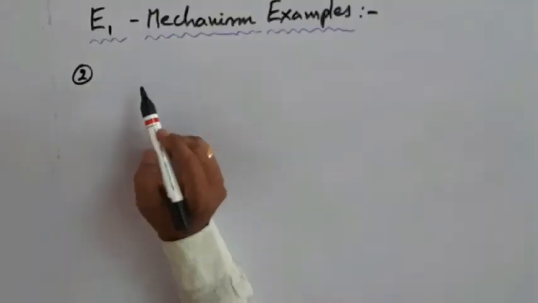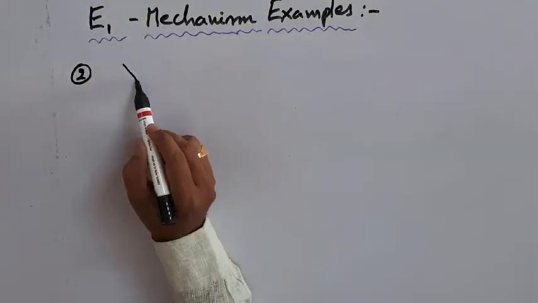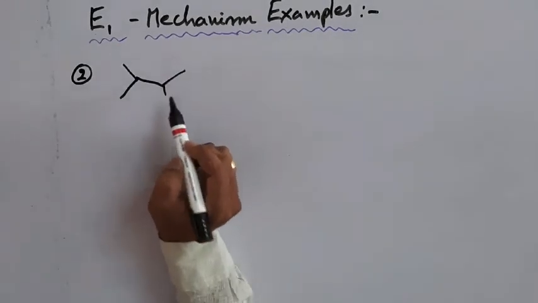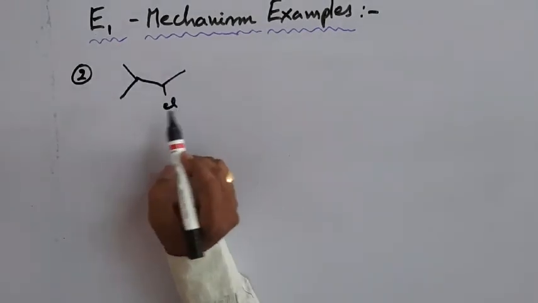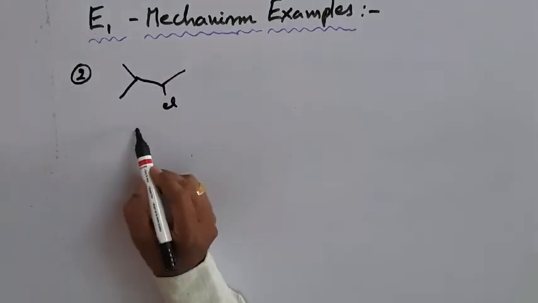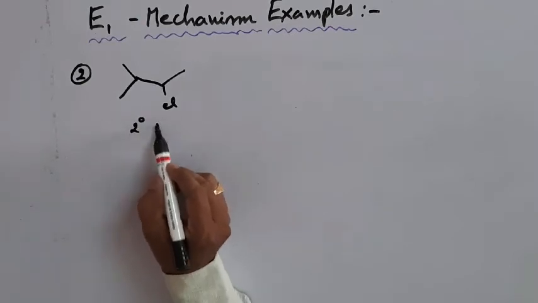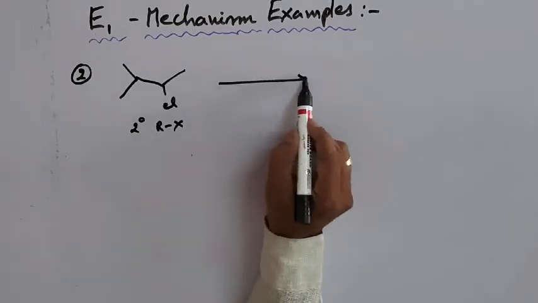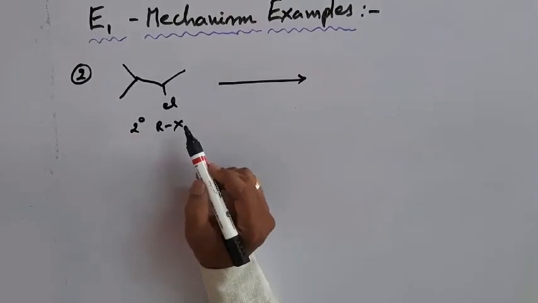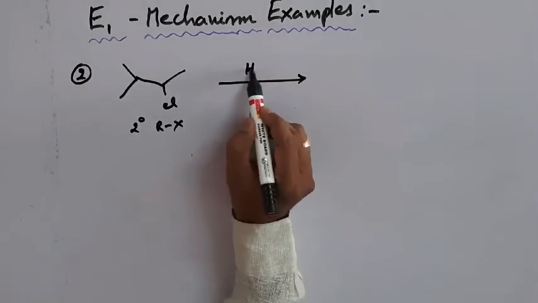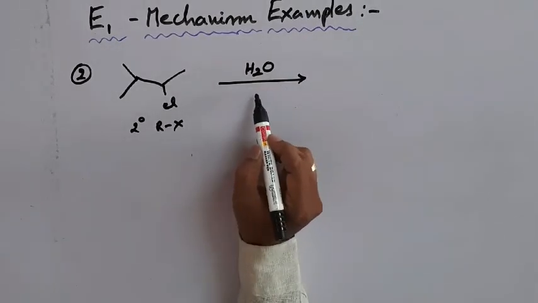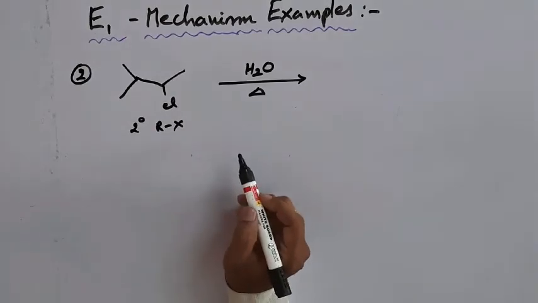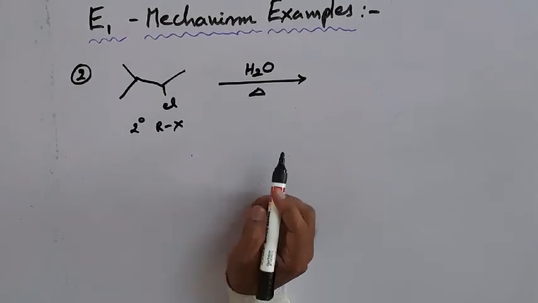In my second example, I am taking a secondary alkyl halide like this. It is nothing but 2-chloro-3-methyl butane. It's a secondary alkyl halide. I told you, depending upon the conditions, secondary alkyl halide may adopt E1 mechanism or E2 mechanism. But here I am taking a mild base under hot conditions, therefore it will be adopting E1 mechanism.